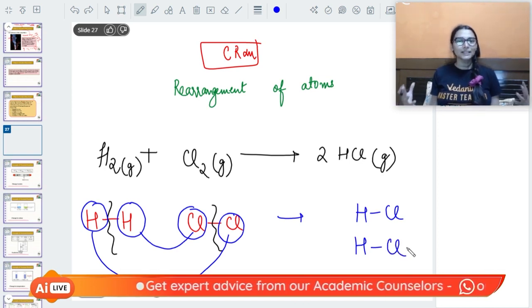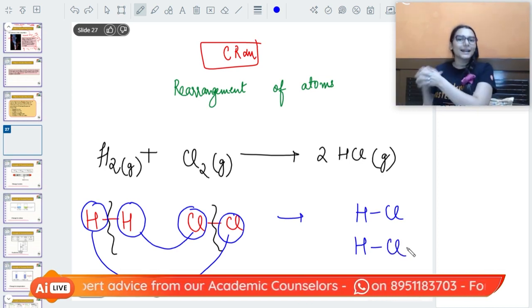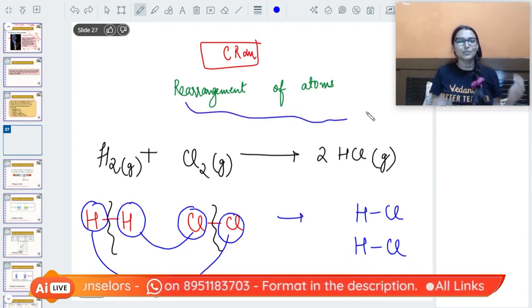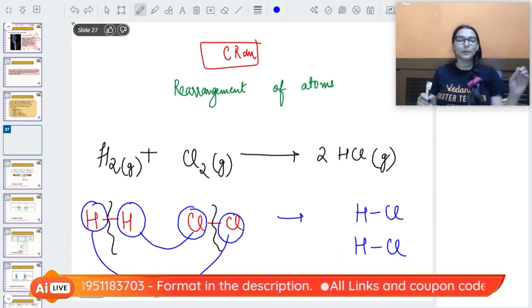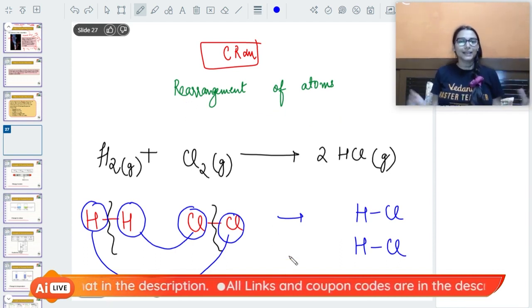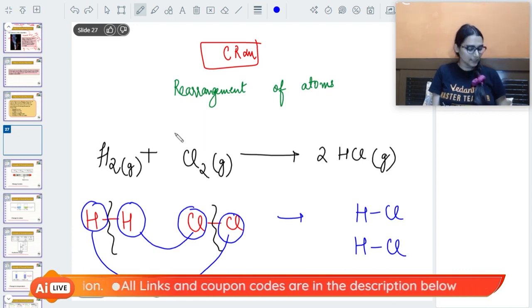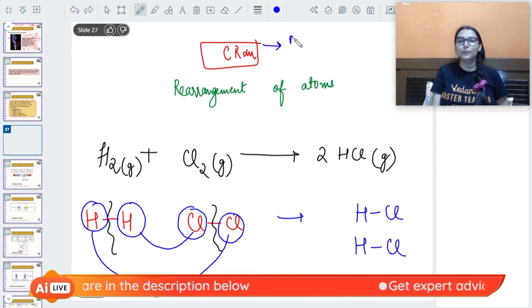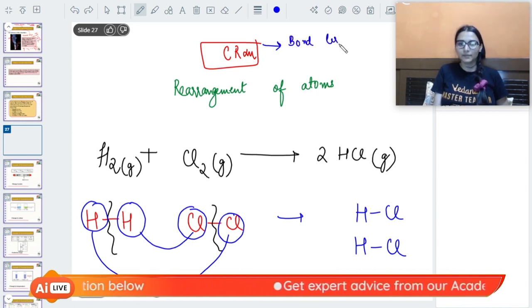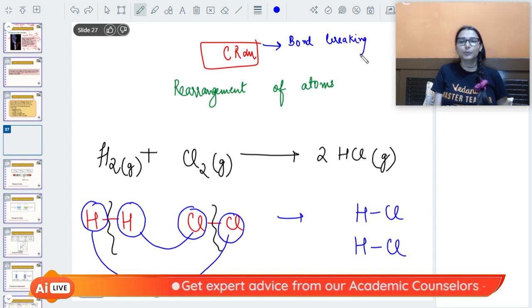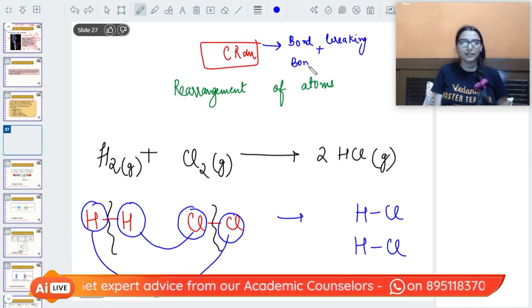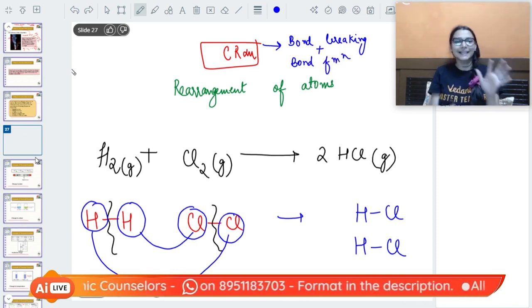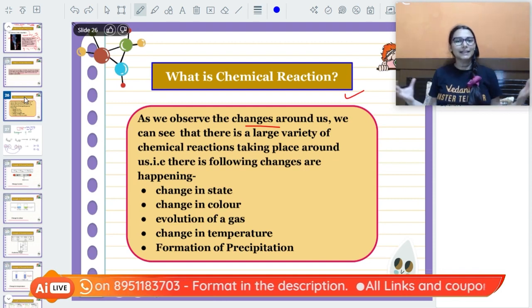So what is happening in a reaction? You are not getting new atoms. Atoms are not getting destroyed or created. It's only rearrangement of atoms. Okay? Only rearrangement is happening, and that too, you can say some bonds are being broken, some bonds are being formed. So we can say chemical reaction involves bond breaking as well as bond formation. Bond breaking will happen and bond formation is also taking place. It's like rearrangement. And what are the indications?